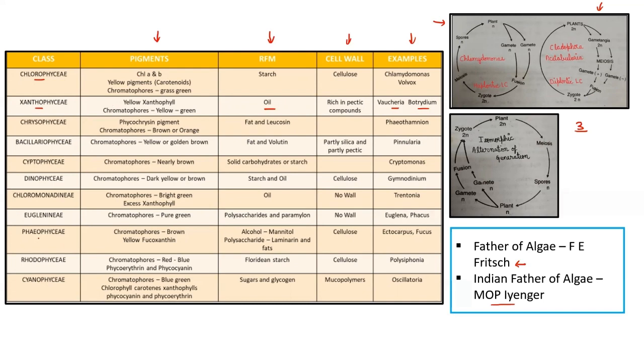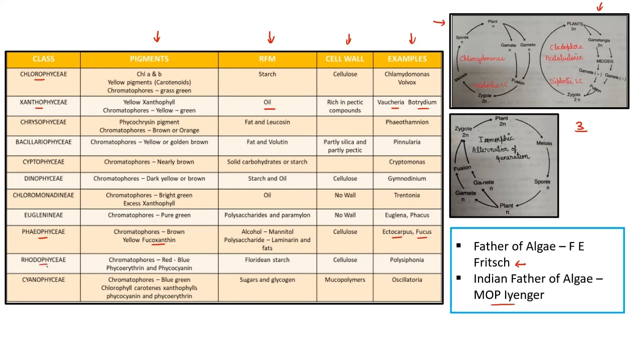Now coming to the third important class, that is Phaeophyceae. In Phaeophyceae, the reserve food material is present as alcohol, as mannitol, then polysaccharide in the form of laminarin, and fats. The cell wall is made up of cellulose, and the various representatives are Ectocarpus and Fucus. It also contains fucoxanthin as the pigment, and the chromatophores are brown in color.